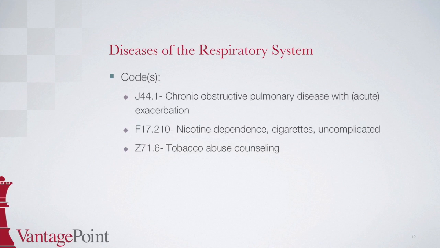The second code is F17.210, nicotine dependence, cigarettes, uncomplicated. To locate this code, start at dependence in the alphabetic index, then locate the term drug. Indented below this is nicotine, and then cigarettes, which points to F17.210, which you would then confirm in the tabular.